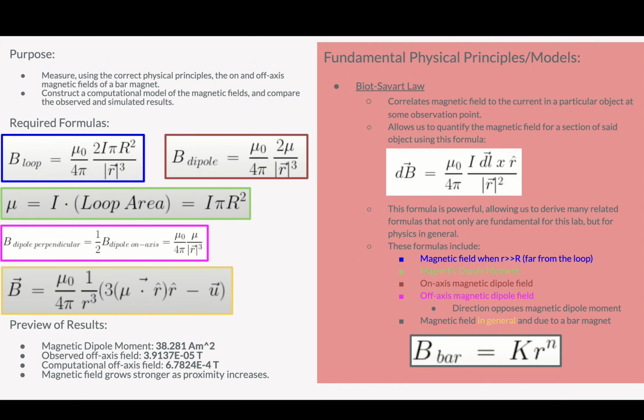dipole moment, the on-axis magnetic dipole field, the off-axis magnetic dipole field, where an important thing to note is that the direction of the off-axis magnetic dipole field opposes the magnetic dipole moment, and finally the magnetic field in general due to a bar magnet.